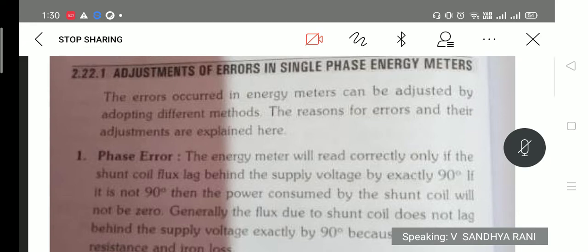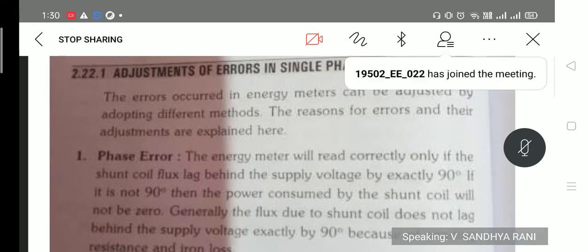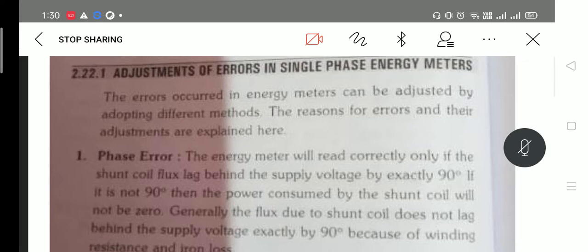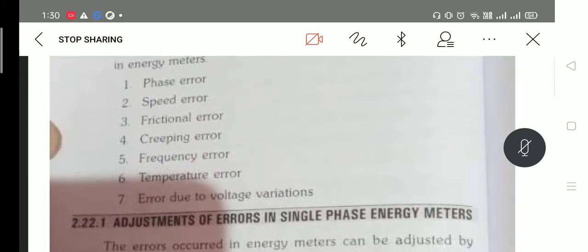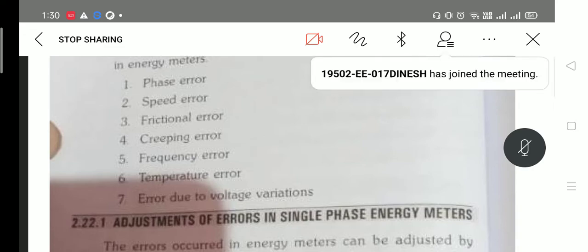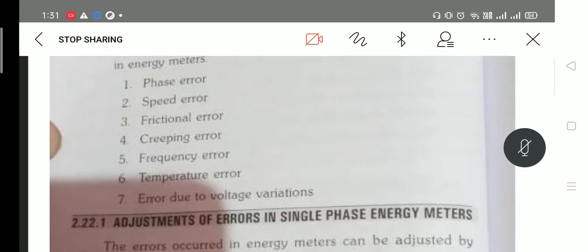Today we discuss adjustments of errors in single phase energy meters. Already we discussed what errors are there in single phase energy meters. That is, seven types of errors are there in this energy meter: phase error, speed error, frictional error, creeping error, frequency error, temperature error, and error due to voltage variations. So we discuss all the errors, and how to adjust them in a single phase energy meter. We discuss each of the errors.